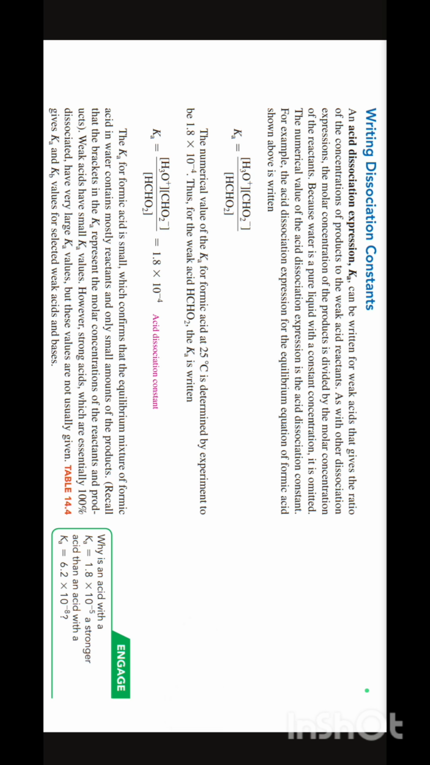For example, the acid dissociation expression for the equilibrium equation of formic acid shown above is written Ka equals [H3O+][CHO2-] divided by [HCHO2]. The numerical value of Ka for formic acid at 25 degrees, determined by experiment, is 1.8 × 10^-4. Thus, for the weak acid HCHO2, Ka equals [H3O+] multiplied by [CHO2-] divided by [HCHO2], which gives us 1.8 × 10^-4.